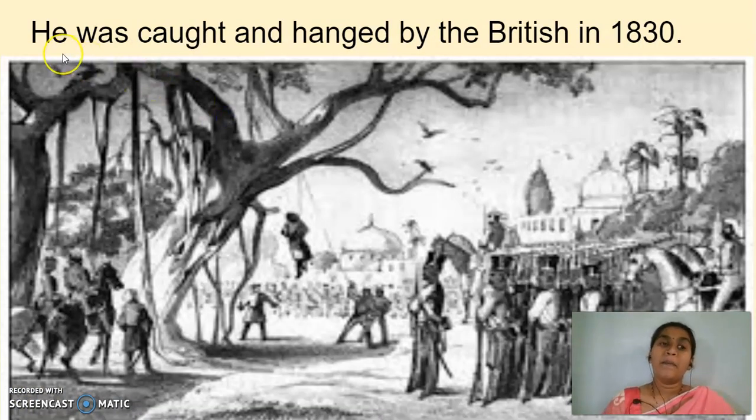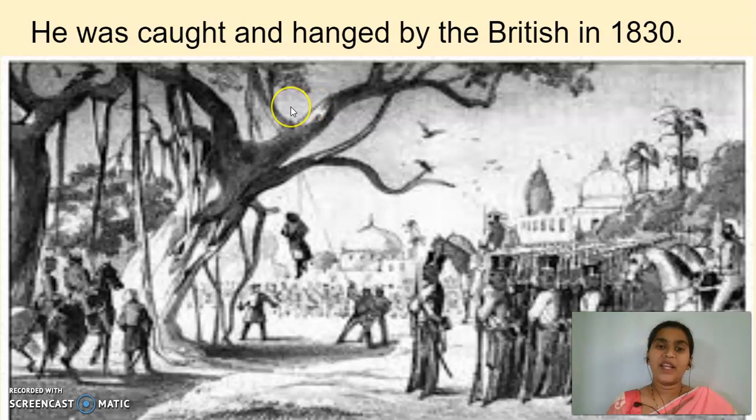See, but he was caught and hanged by the British in 1830. So finally what happened? Even Rani Channammaji was arrested and she died in prison only. The same way, after Channammaji's death, even Sangoli Rayanna, okay, he was also caught and hanged by the British people in the year 1830.